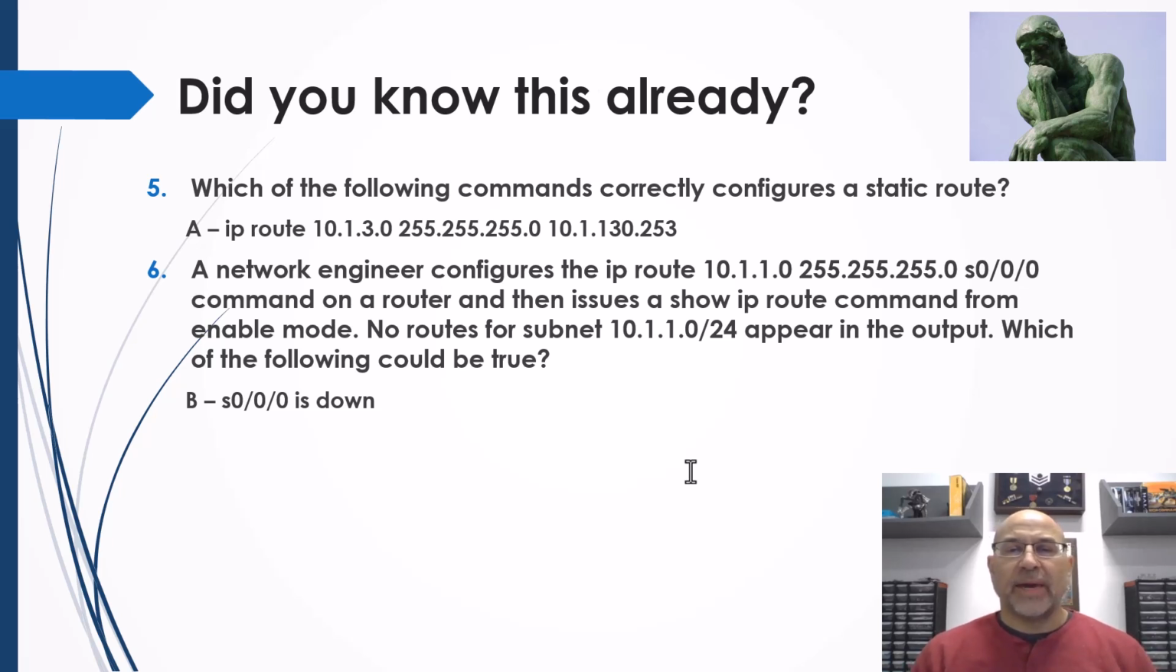Question number 5, which of the following commands correctly configures a static route? Well, there was only one that made sense of those, and that was the standard static route, the preferred static route methodology. Right? Stay away from those proxy ARPs if you can help it. Question number 6, a network engineer configures the ip route 10.1.1.0 255.255.255.0 going out over a serial link command on a router and then issues a show ip route command from the enable mode. No routes for the subnet appear in the output. What could be wrong? Well, if your link is not up, you're not going to see that route. So B, that the serial link was down.